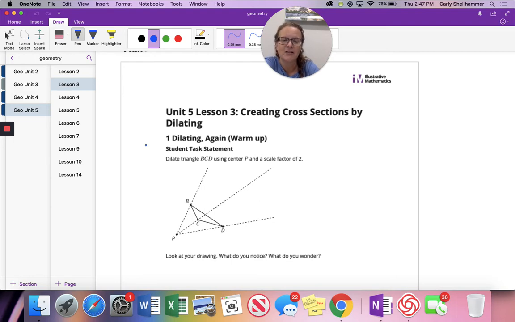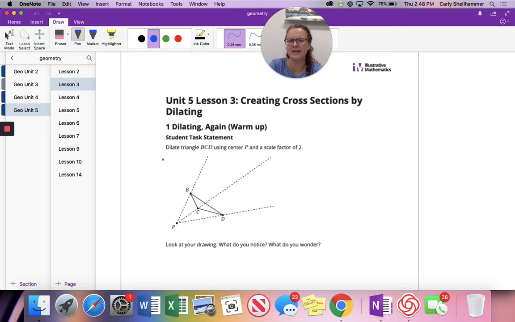You remember dilation from an earlier unit where we had similar figures, and we know they're similar because all the angles are congruent, but the sides are proportional, okay? So if we talk through this, let's dilate triangle BCD using center P and a scale factor of 2. We would do this using our compasses or straight edges just by measuring.